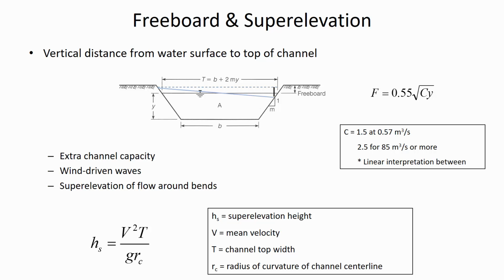Okay, so 2.5 minus 1.5, and then the delta q, 85 minus 0.57. And so when you get the slope of this line, you would multiply that slope by however much extra capacity above 0.57 cubic meters per second you're carrying, and then add it to 1.5. So just standard linear interpolation. C is going to be 1.5 plus the actual flow rate that you're seeing minus 0.57 multiplied by the slope of the line. So we'll get to that in a minute.